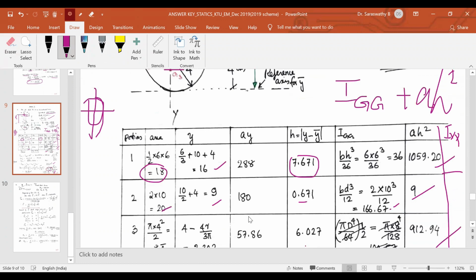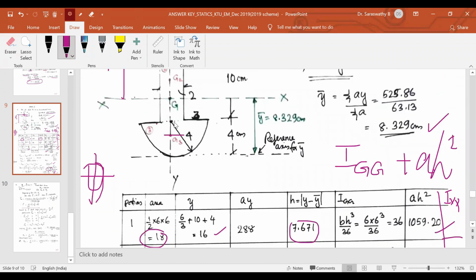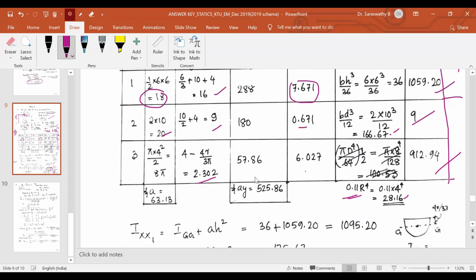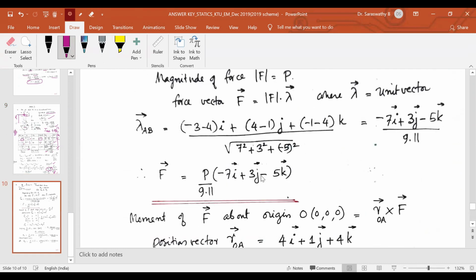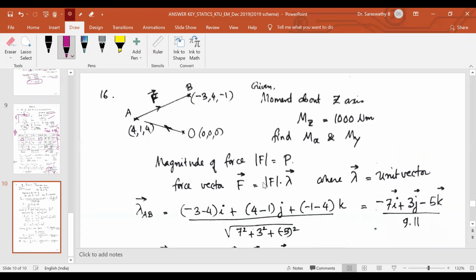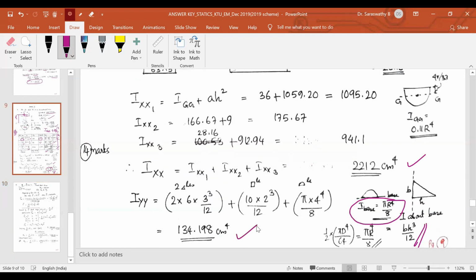So for this semicircle, this moment of inertia is pi r raised to 4 by 8. Substituting this, we'll get the moment of inertia of the entire section about y axis. So with that, we'll get the total moment of inertia of that section about x-axis as well as y axis.